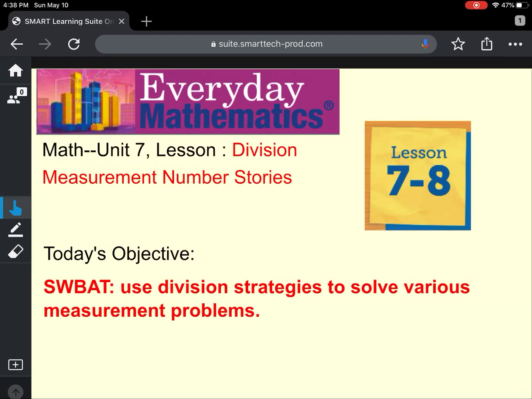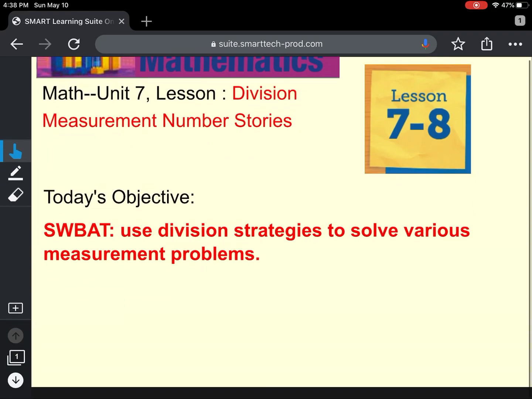Let's get started with part 1 of today's math lesson. Today's lesson is from Unit 7 and it's lesson number 8. The topic of our lesson is division measurement number stories. Our lesson objective says students should be able to use division strategies to solve various measurement problems.